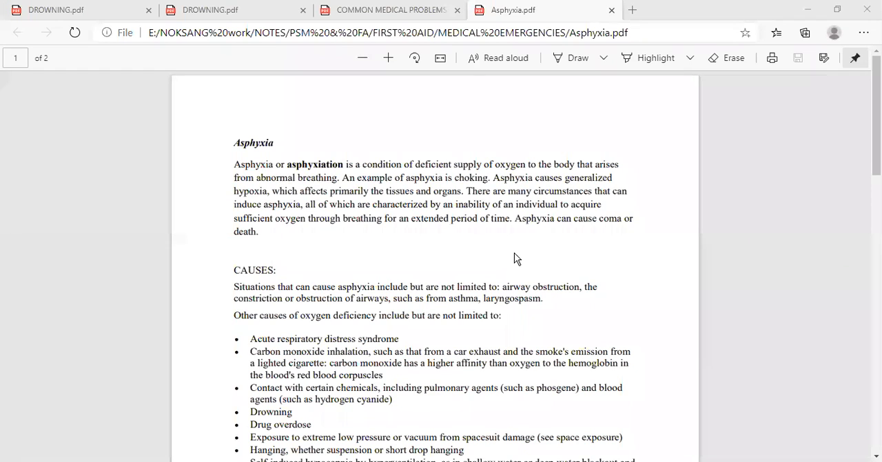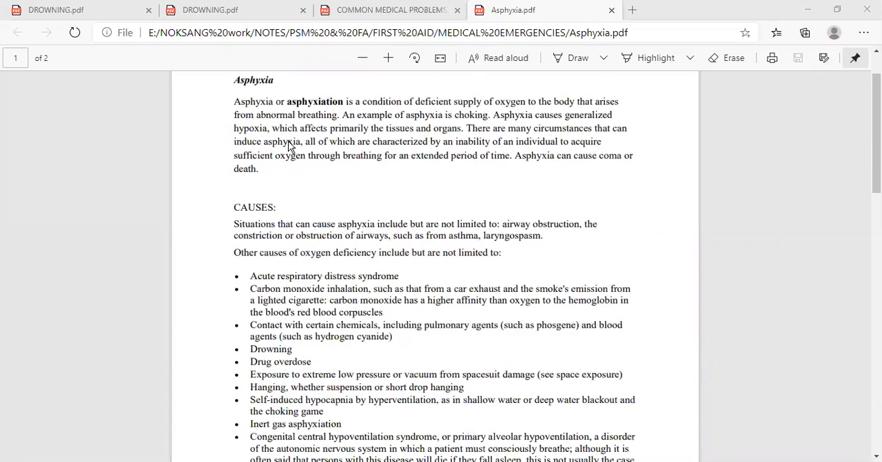Okay, number 1 in medical emergencies, first we will discuss asphyxia. Asphyxia in simple terms means whenever there is an insufficient amount of oxygen in your body, you will obviously suffer from breathing difficulty. So that is known as asphyxia.